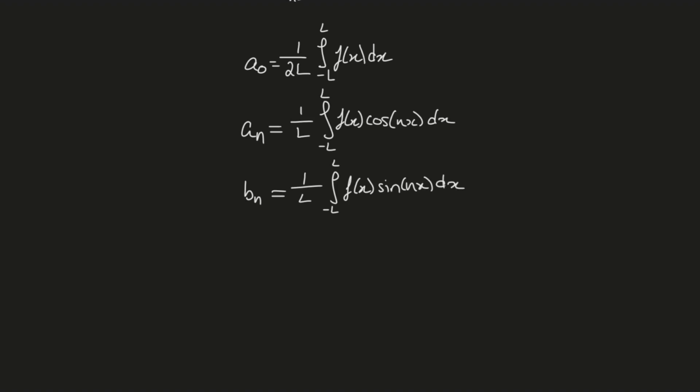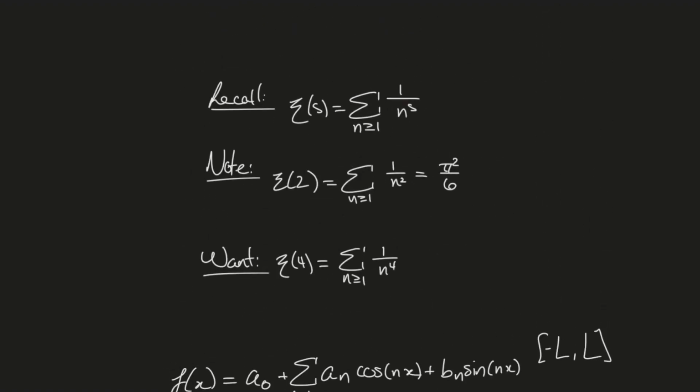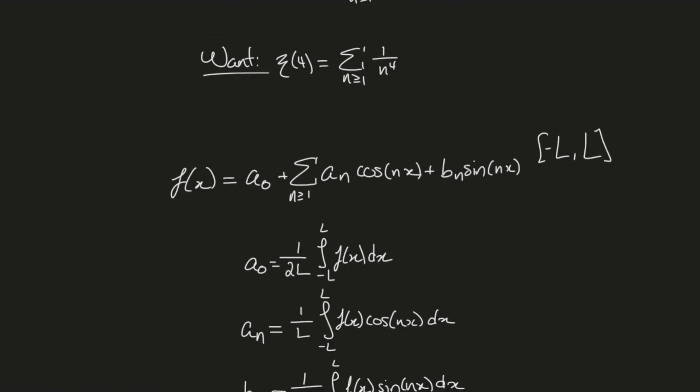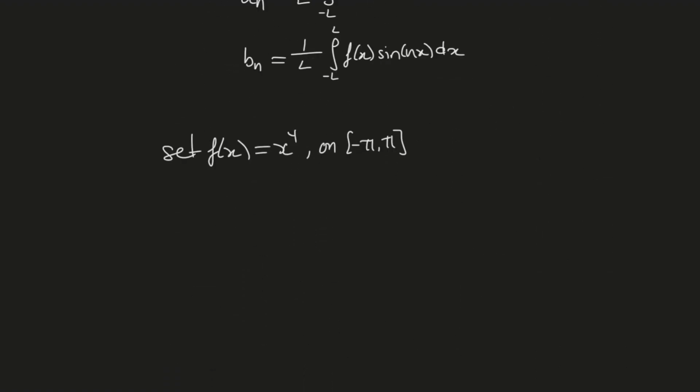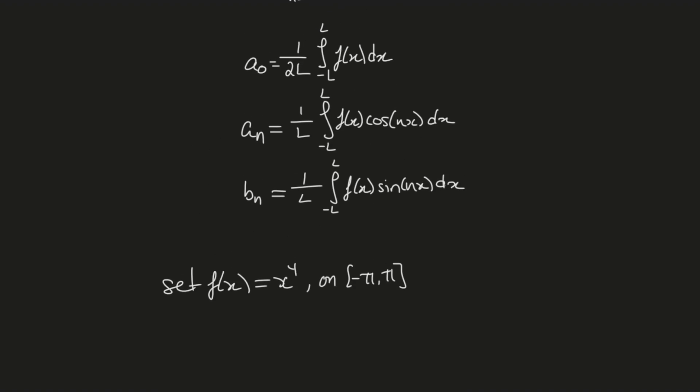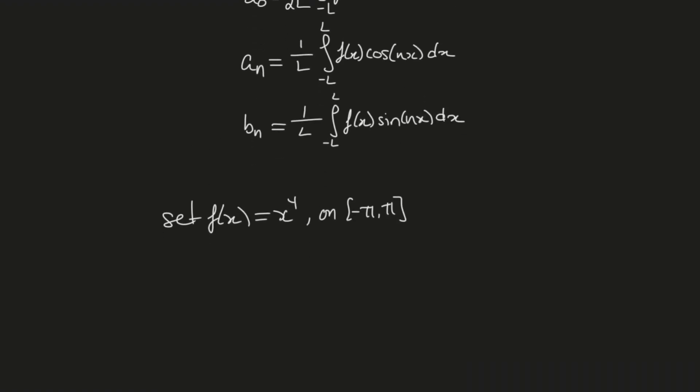And as I said earlier, what we're going to do is set f of x to be x to the 4th power, and we're going to take it on the interval negative pi to pi. Now I know this may look very abstract, and it does, but later down the calculations we're going to find exactly the sum we're looking for. So what I'm going to do now is calculate the a naught, a n, and b n for this function.